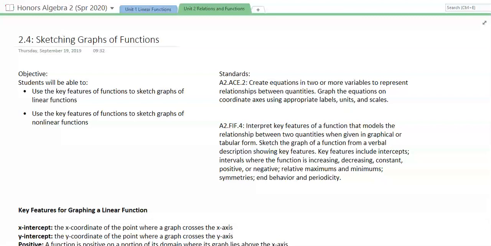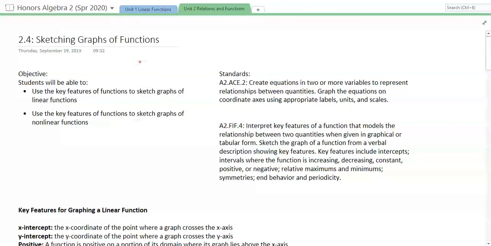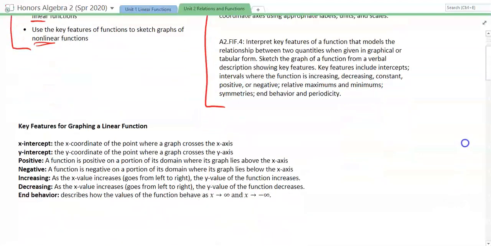We're looking at 2.4 on sketching graphs of functions. Don't forget that tomorrow we will have a quiz on sections 2.1 to 2.4, so don't forget about that. But as we look at 2.4, our objectives are two things. They're going to use the key features of functions to describe both linear and nonlinear functions, and that falls into these two standards of ACE2 and FIF4, which we've been using a few times now.